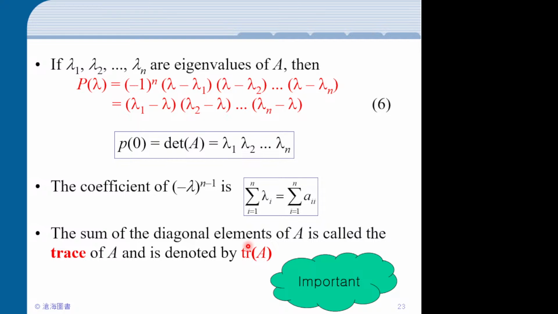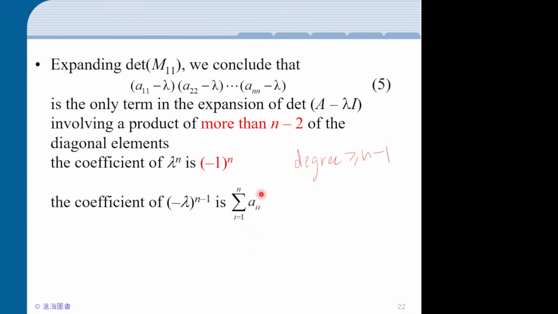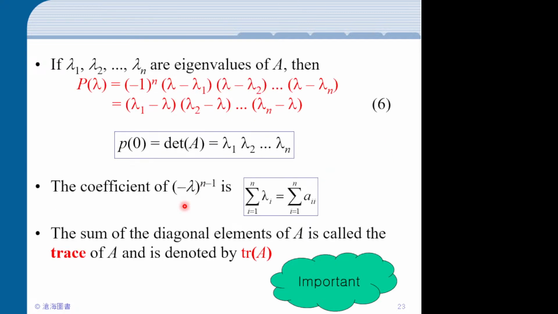Now we think about p of lambda in terms of its roots. So we know the highest order coefficient and the second highest order coefficient, then we can say something. We can know the sum of its roots. Let's compare this.